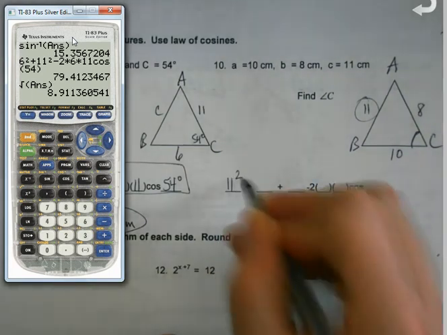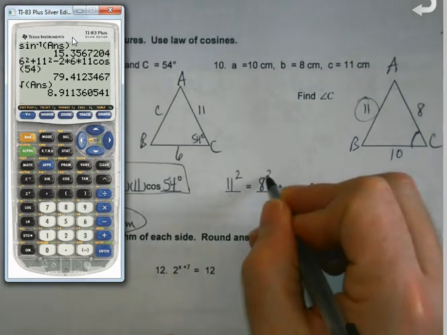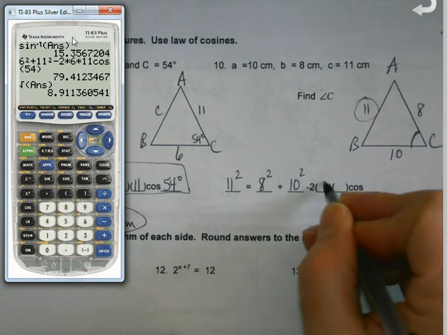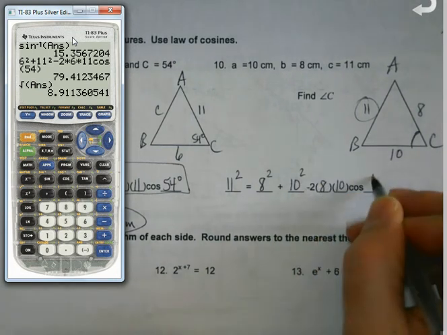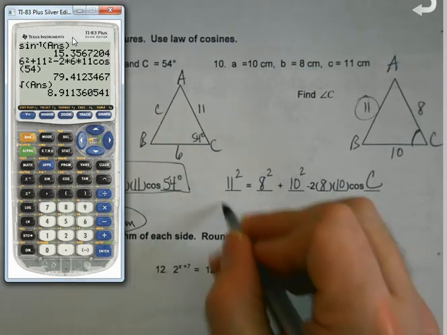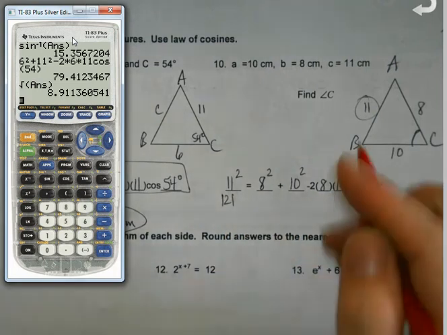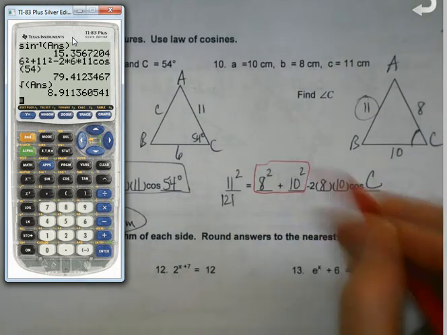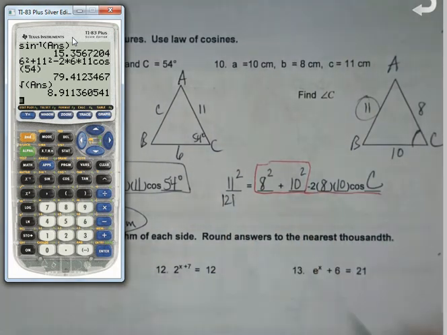So 11 squared equals 8 squared plus 10 squared minus 2 times the product of 8 and 10 times the cosine of C. So everything's squared till I get to that cosine of C part. We talked before about divide and conquer here. I need to do this part first, then this part.